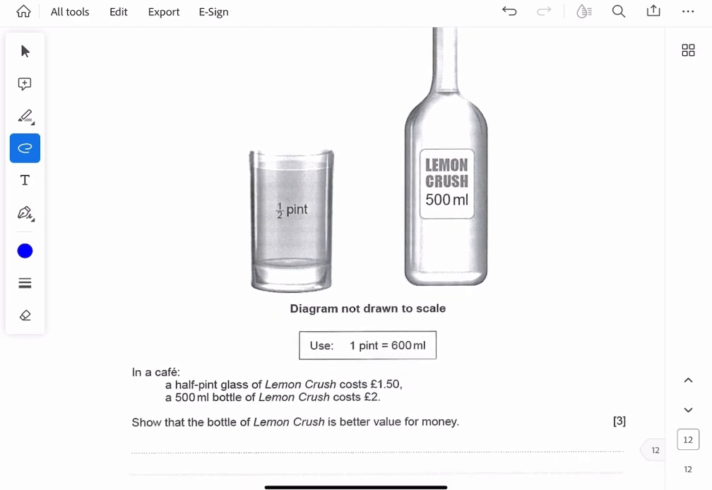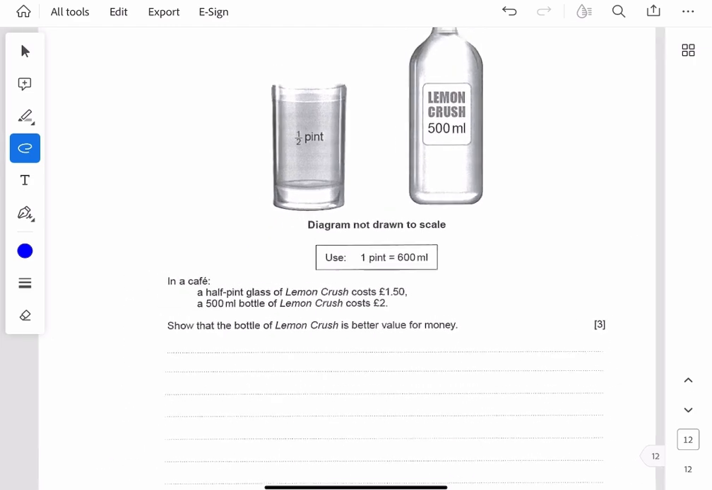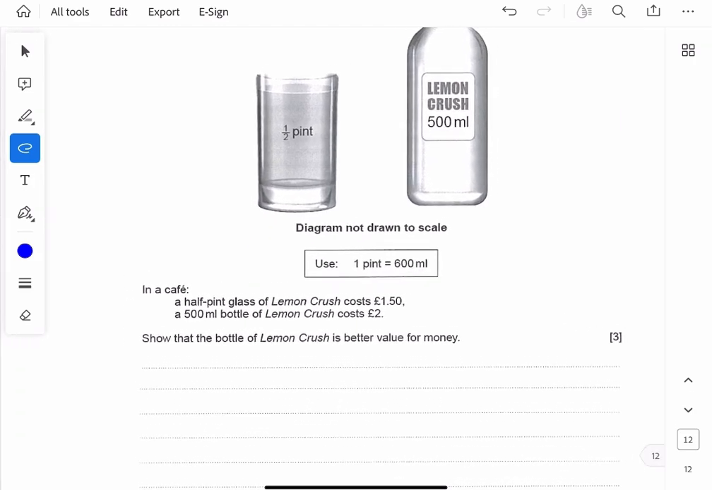Okay, finally the last question is on a Best Buy. So you've got two offers here. So you see pints and mils. So straight away work out pints in milliliters, so we can easily compare. So half pint means 300 mils, and we've got 500 mils. So we're going to work out which price is better, a half pint glass of lemon crush, or a bottle.